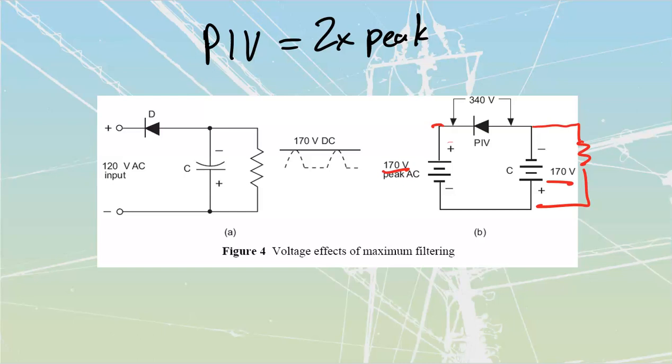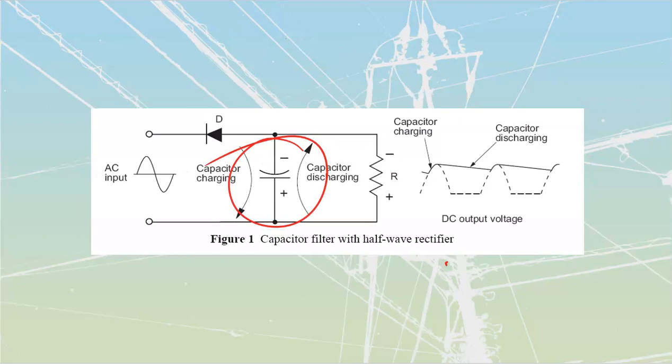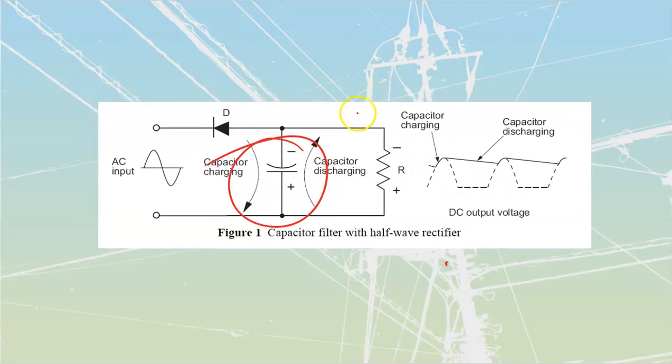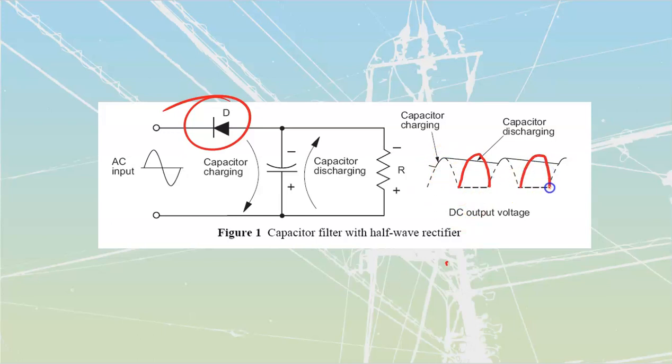I do want to point out too, before we move on to the next filter, the L filter, that this type of filtering works on this type of circuit over here, a half-wave rectified circuit, where we are going to have that hump in a line, hump in a line. It does also work on a full-wave rectified circuit.